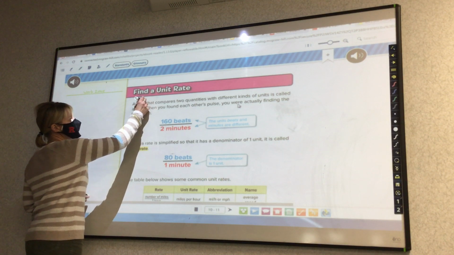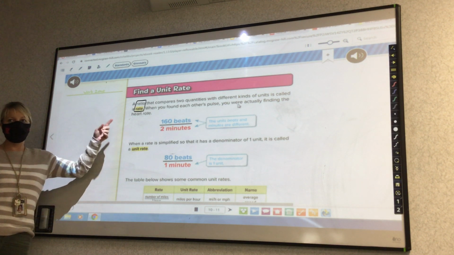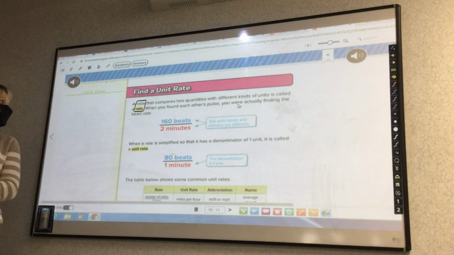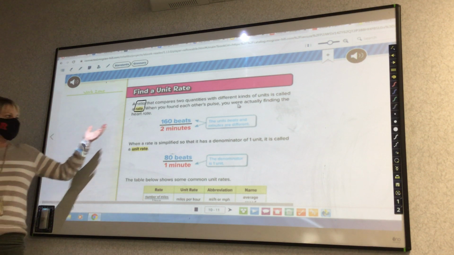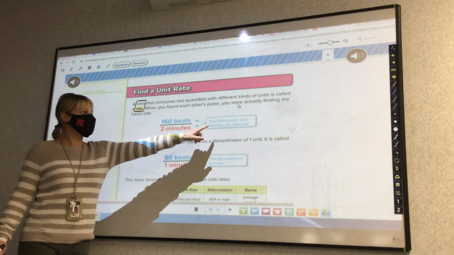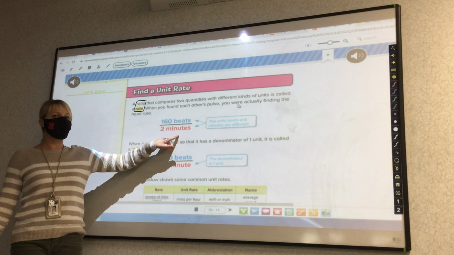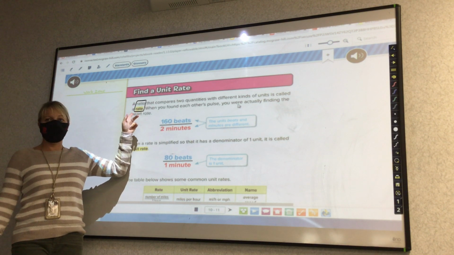the word ratio and rate before I even get going on it. It says, a ratio that compares two quantities with different kinds of units is called a rate. So the rate is a ratio that's comparing the two. When you found each other's pulse, you were actually finding heart rate. Okay? So for example, if I had 160 beats in 2 minutes, the units beats and minutes are different. So because the label on the top, which is beats, and the label on the bottom is minutes, because these labels are different, we now call it a rate.